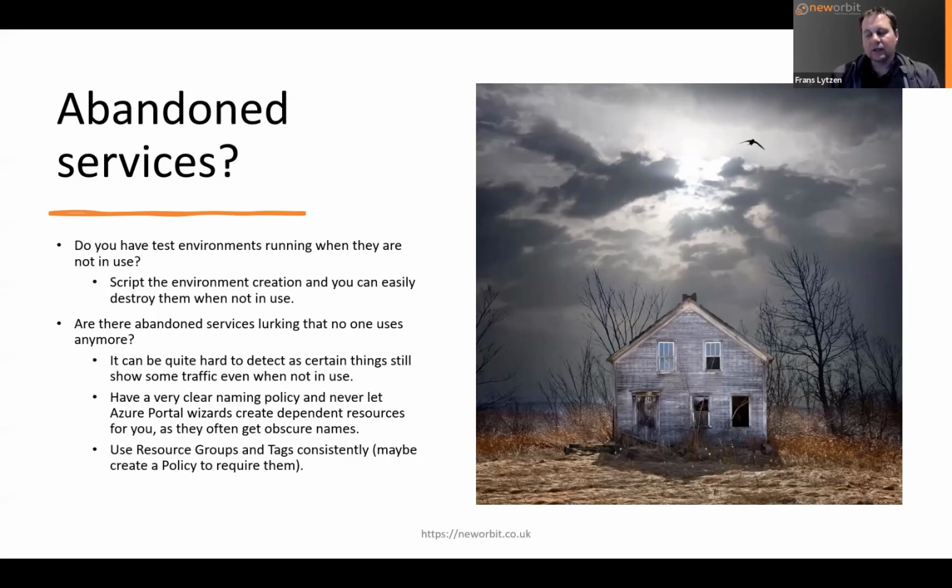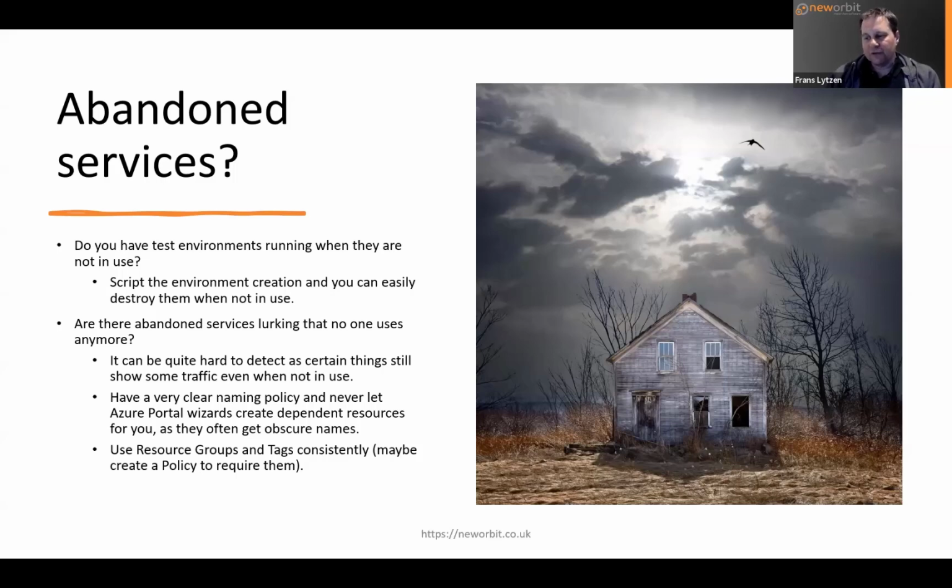I always do them manually, because otherwise they get these obscure names. If you ever created a VM with the wizard, you get a disk with some random name that you can never quite figure out where that disk belongs to. And you end up with these abandoned disks in Azure that you're afraid of deleting because you don't know if anybody uses them.